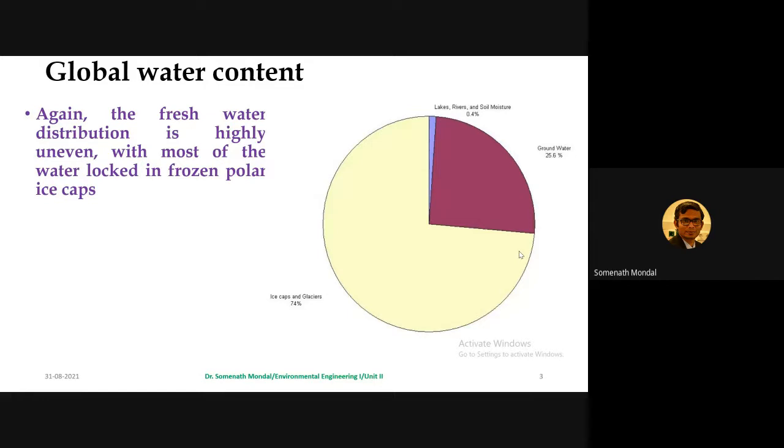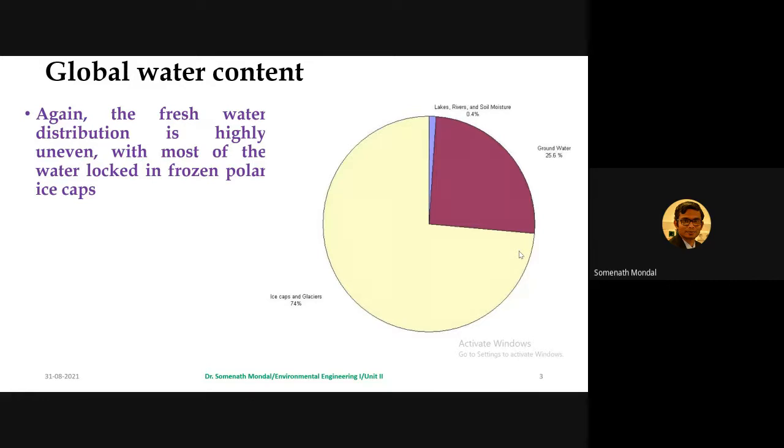Among those 2.5%, 74% of freshwater is actually arrested in ice caps and glaciers. You need to realize that this means three-fourths of that 2.5% is not usable right now. It is in a different physical state, arrested in ice caps and glaciers. Now we'll have to see the rest, the 26%. Among this 26%, 25.6% is groundwater, and though the practice is mostly to take out groundwater, it is actually a cost-intensive process.